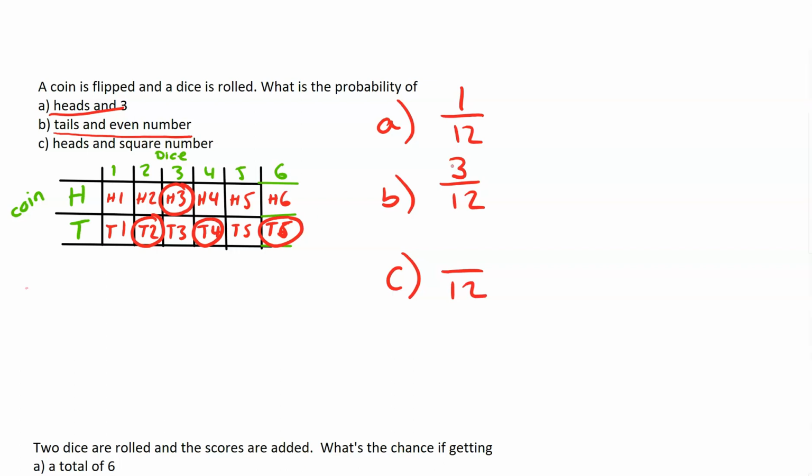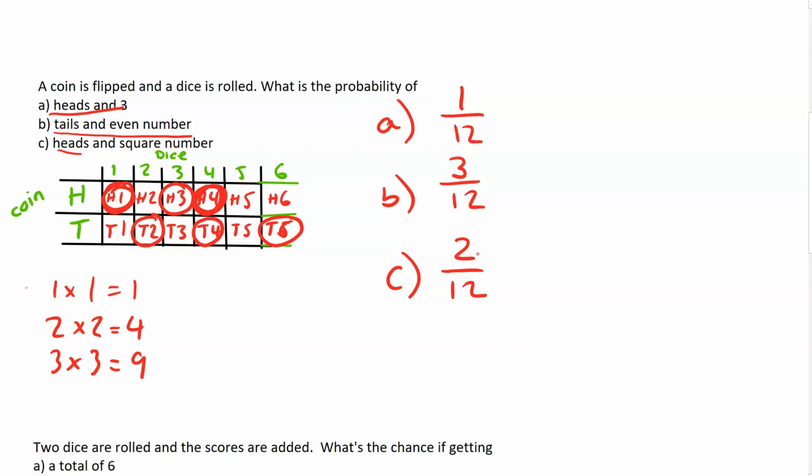And then if we look at C, heads and a square number. So square numbers are the answers you get when you do 1 times 1, 2 times 2, 3 times 3, etc. So 1 times 1 is 1, so I can have heads and 1, so it's that one. 2 times 2 is 4, so I can have heads and 4. And then 3 times 3 is 9, well we don't go high enough for that, so I could have heads and 1 and heads and 4. So that's 2 boxes. So if we look now at cancelling, that one doesn't cancel. These 2 are both in the 3 times table, so we divide them by 3. These 2 are both in the 2 times table, so we divide them by 2.